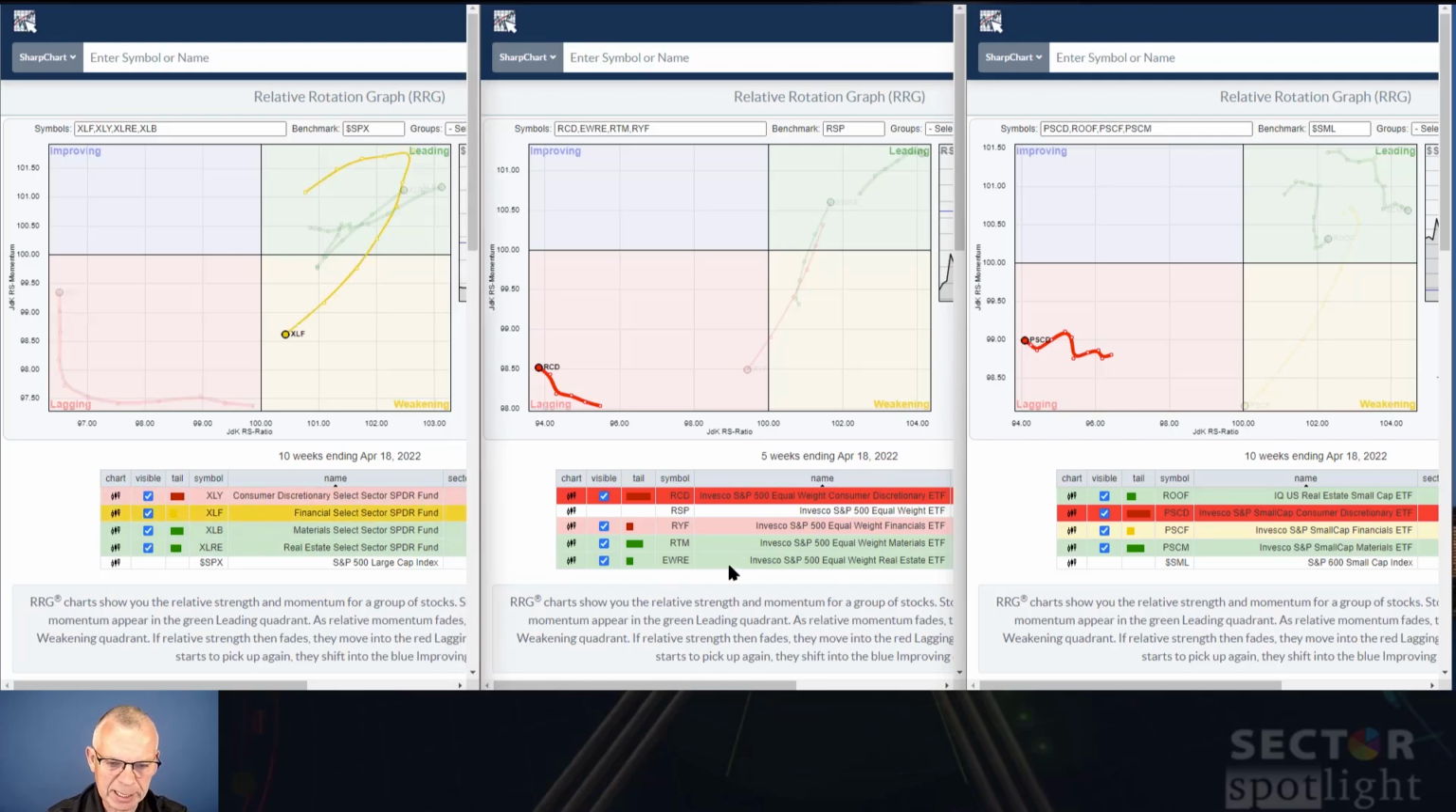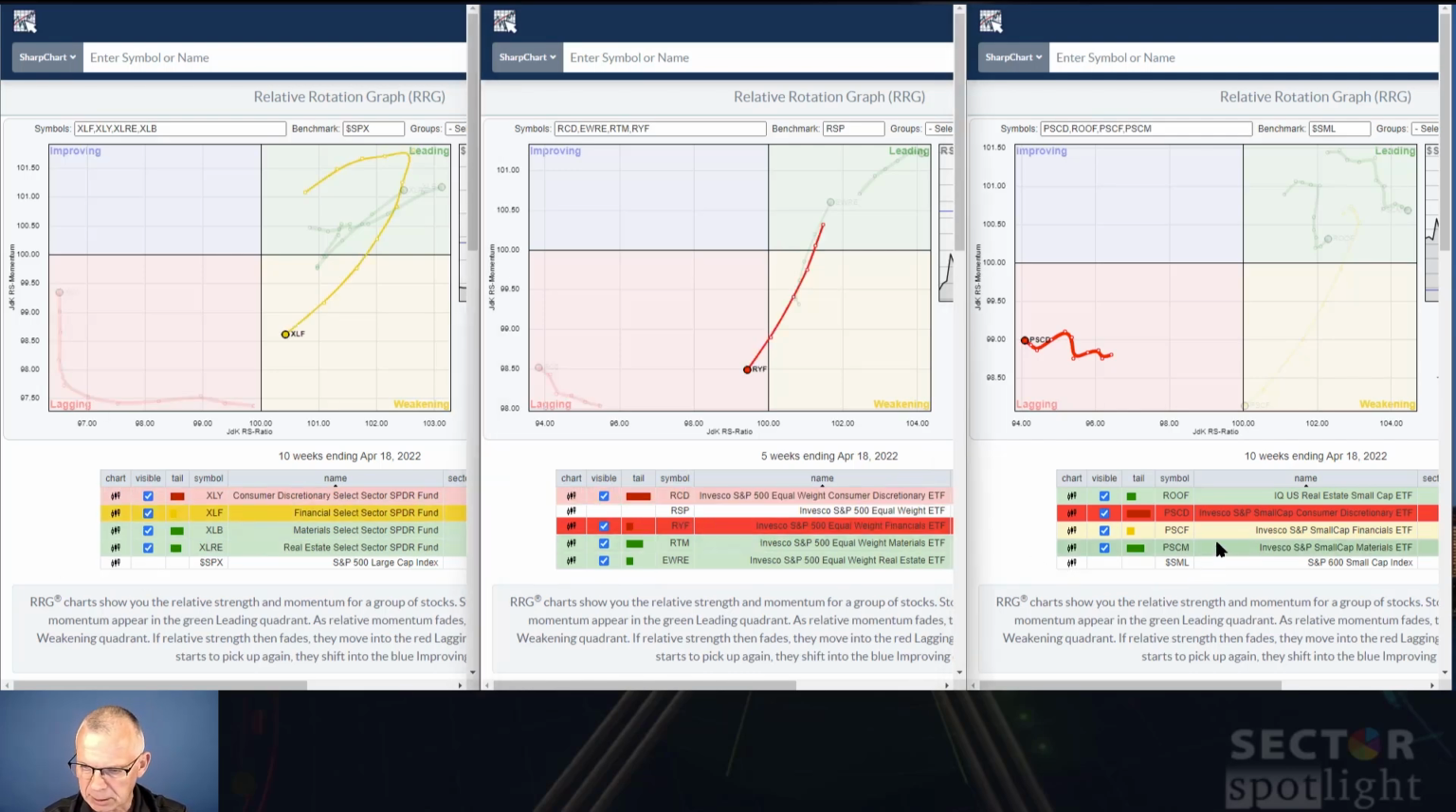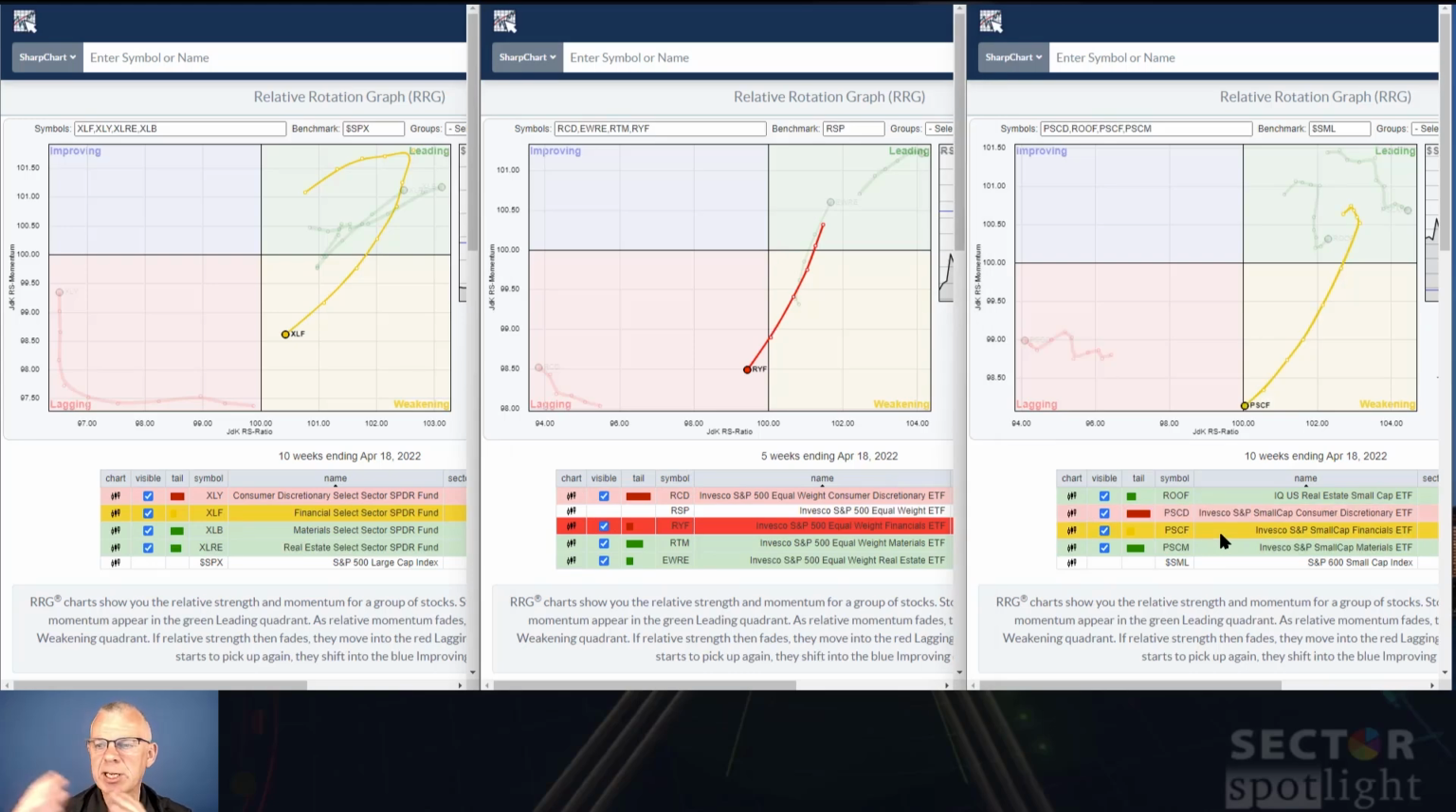If we go to financials, then we see the same tail. This is a different location. It's got weakening in equal weight. It's already in lagging, and small caps are about to cross over into lagging. In all these universes, it is an underperforming sector that is getting worse. It's losing on both scales.